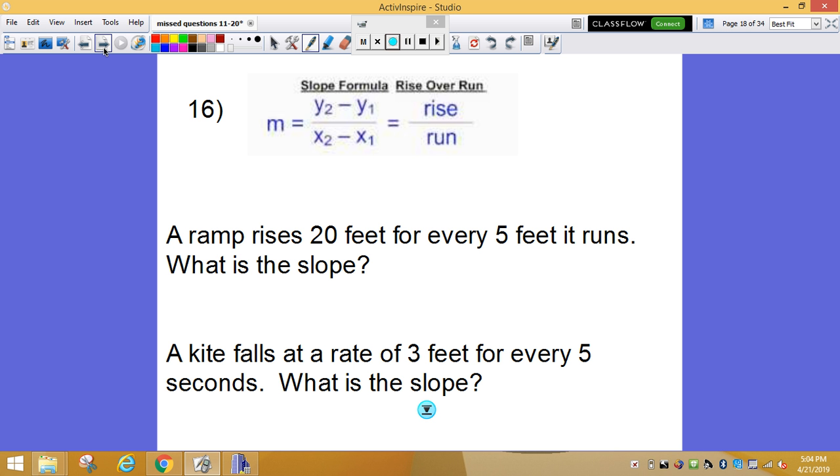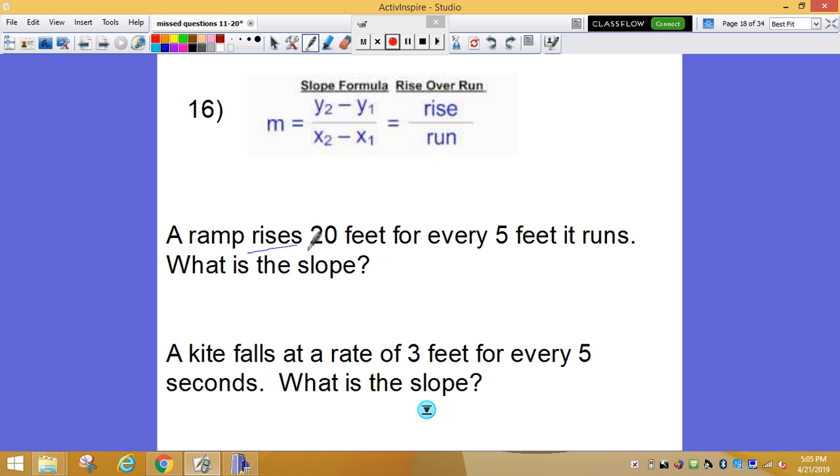16, if you missed number 16, I want you to pause it and I want you to write down everything on this page. Everything. Write it down. All right, so slope formula. If you need the actual formula, it's y2 minus y1 over x2 minus x1. So it's a rise over run. All right. So this problem is actually really easy. Once I explain to you how to do it, you're going to be like, oh man, yeah, that's not too bad.